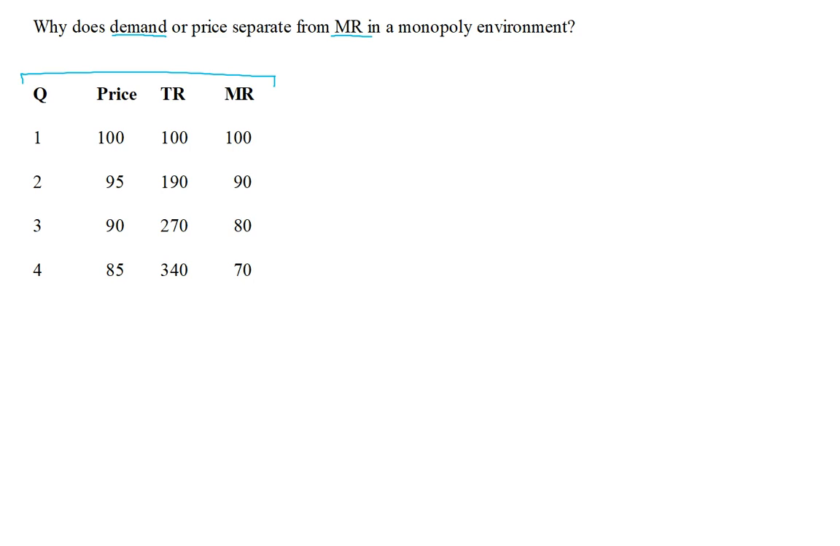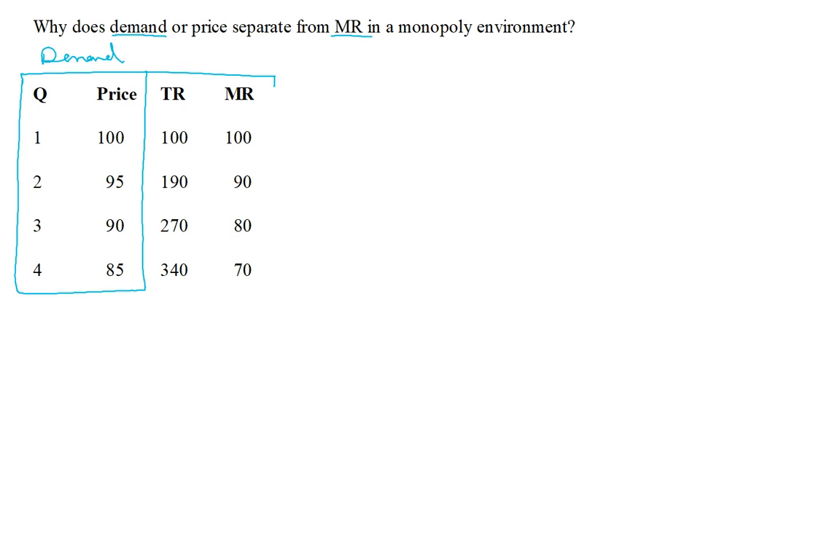First of all, these numbers that we're looking at right here are hypothetical numbers for a monopolist, and right here is the quantity and the price. These two together essentially make up the demand curve. We have a downward sloping demand curve, an inverse relationship between price and quantity.